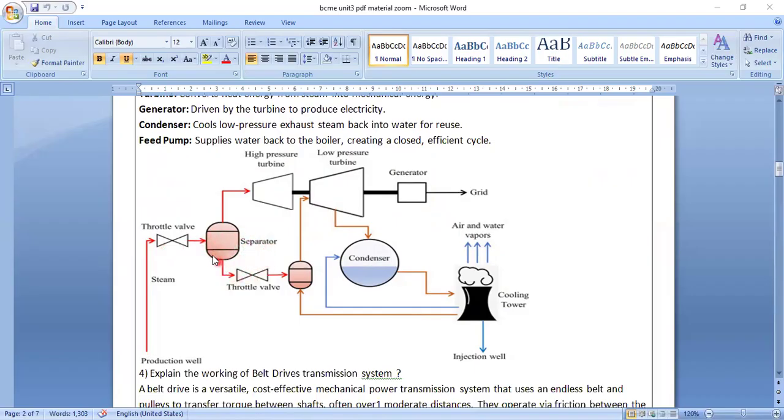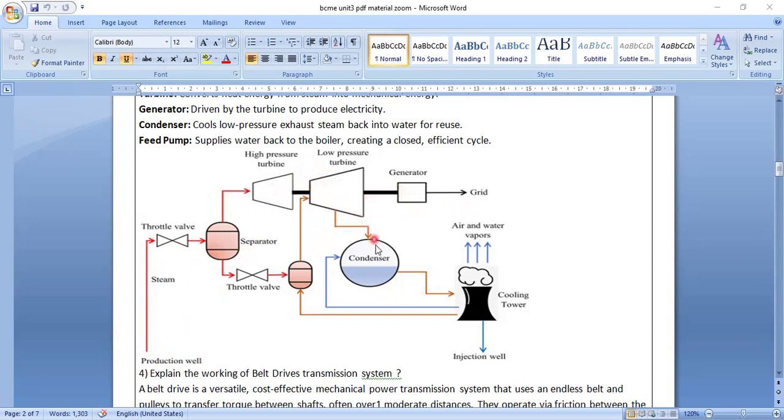Here is the boiler, which gives steam. Directly there is a production valve. So you get steam from here to the throttle valve. It is sending this to the separator. From here the steam goes to the high pressure and low pressure turbines, generating power to the grid.